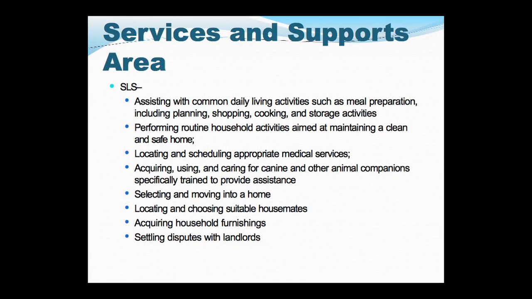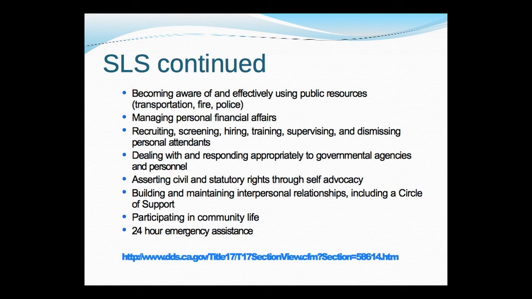Okay? Services and supports areas for supported living services. These are defined a little bit differently than training areas under Title 17 regulations. These are the 16 areas that supported living services provide services and supports in. And again, I see people writing. You can find all of these at the little links we provided, and this is all going to be up on Alta's website too.